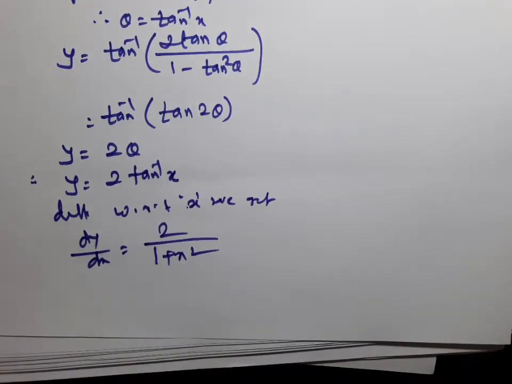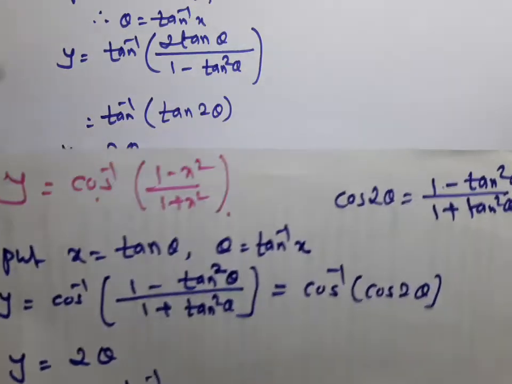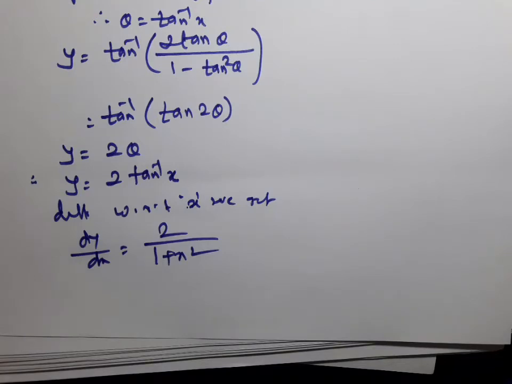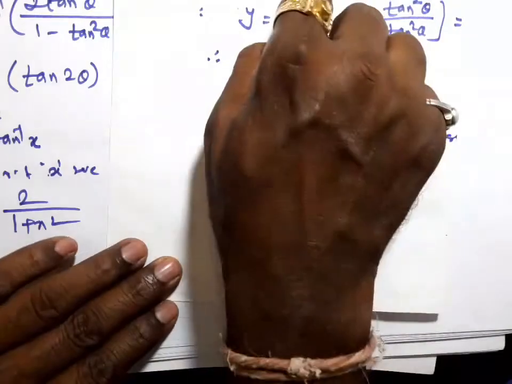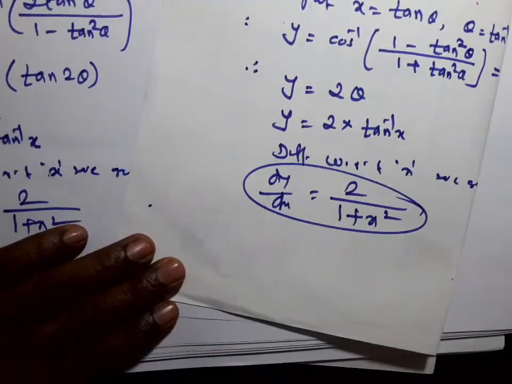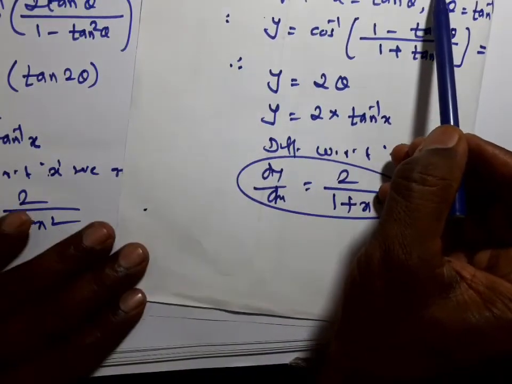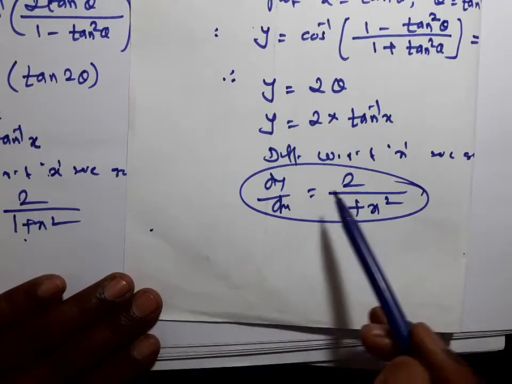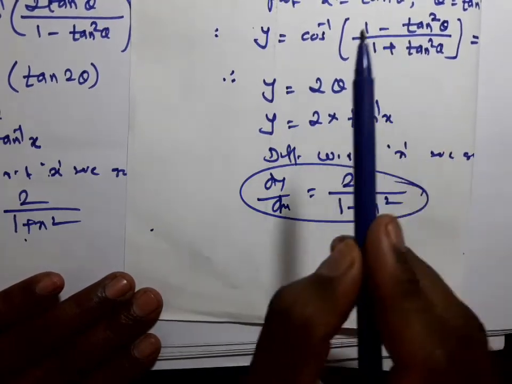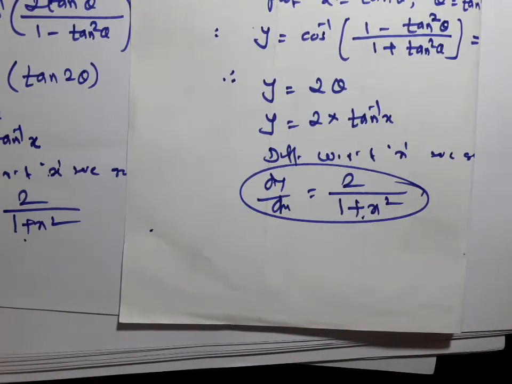See, this is very interesting: the example's title is different, but the answer is the same. See here. It is a cos inverse of (1 minus x square) upon (1 plus x square). It is a tan inverse. But see the answer. It is 2 upon 1 plus x square, 2 upon 1 plus x square. So you should know the proper substitution and trigonometric formulas. Then it will be easy.